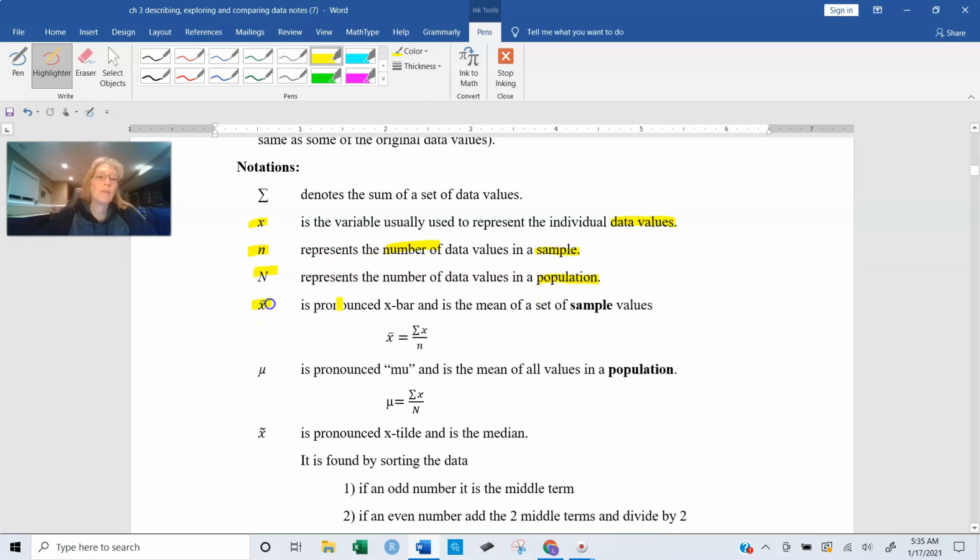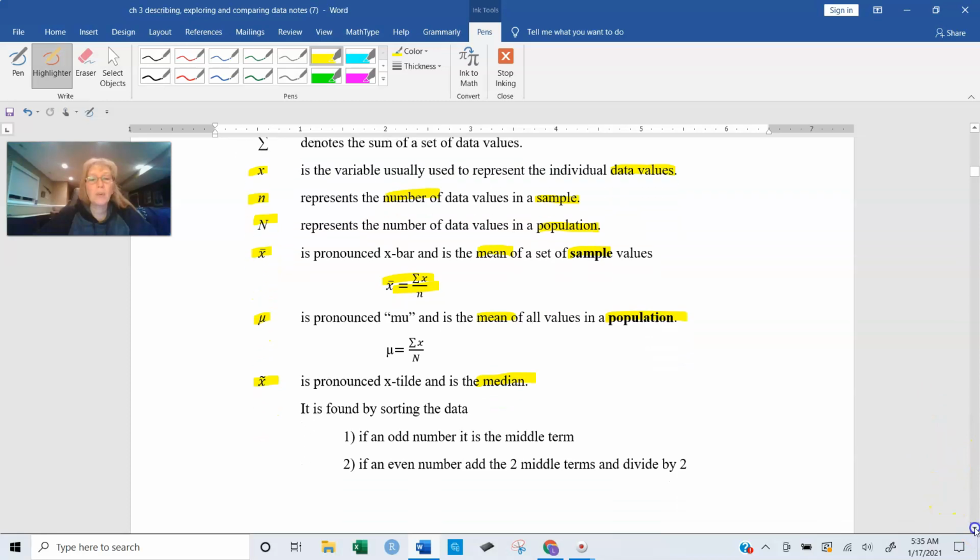x-bar is the mean of a sample. x-bar is always found by finding the sum divided by how many you have. μ, which I usually use for both, but it's technically not correct, is the mean of the population. x-tilde means median. So remember, x-bar is mean, x-tilde is median.